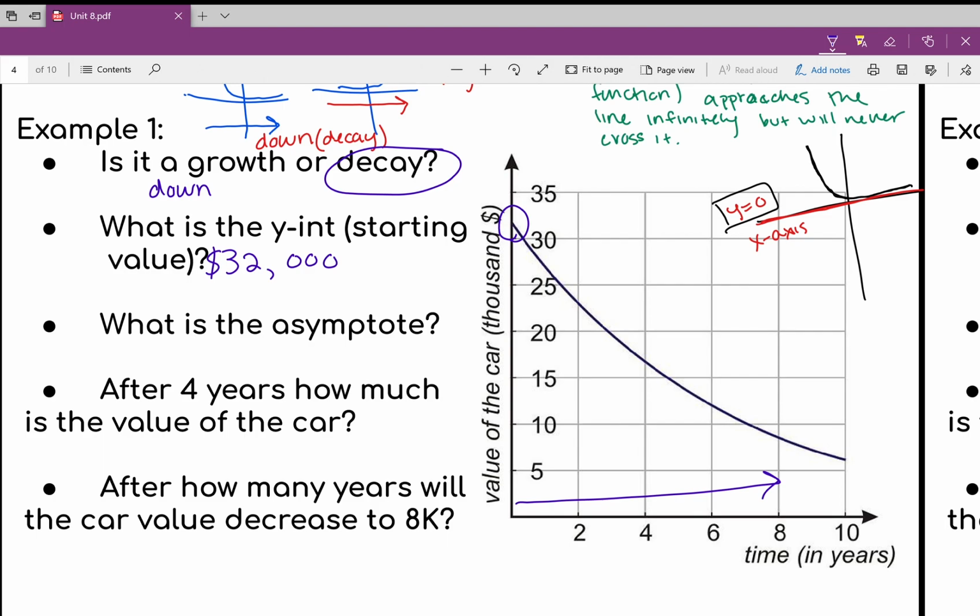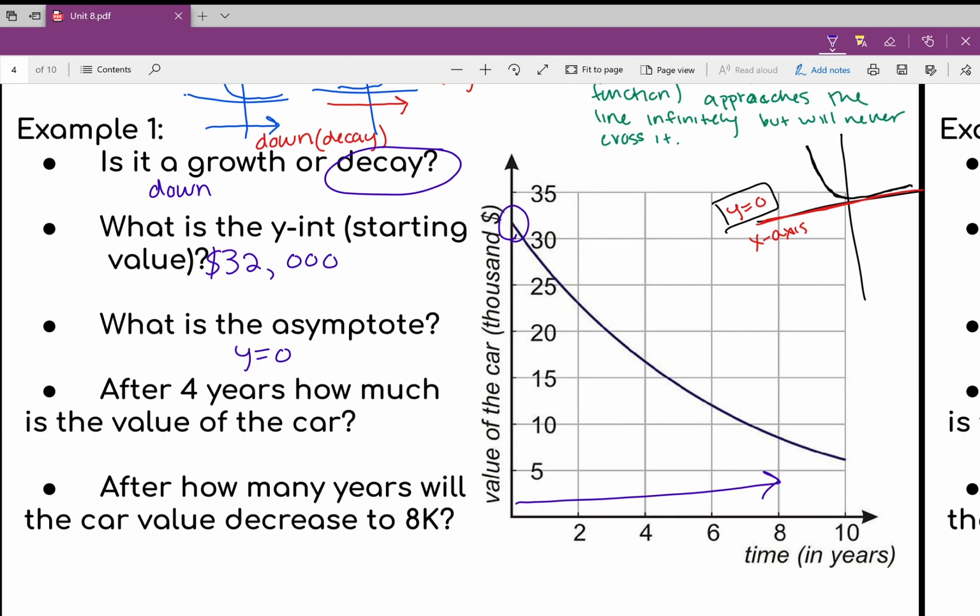Okay, then it says, what is the asymptote? Remember, I said the asymptote is always, in this case, going to be y equals 0. So no matter what your problem is, remember the asymptote is always y equals 0. In our graph, in our example, it doesn't show the entire graph because it cuts off at 10 years. But if it was to go on forever and have an infinite amount of years, it would never cross over that x-axis where y is equal to 0.